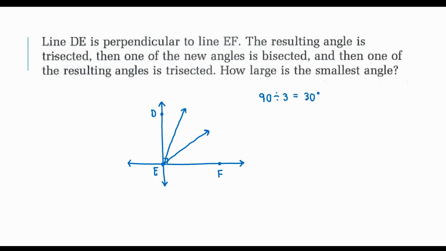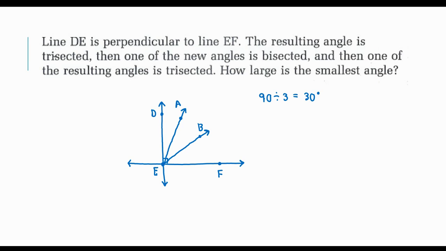So now each of those new smaller angles, like if I named this with point A, this is point B. So we have angle DEA, that's 30 degrees. AEB, that's 30 degrees. BEF, that's 30 degrees. So all of those angles are 30.